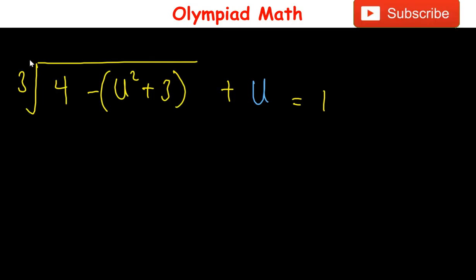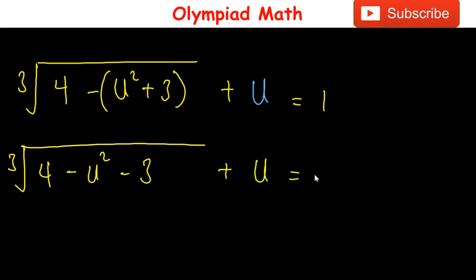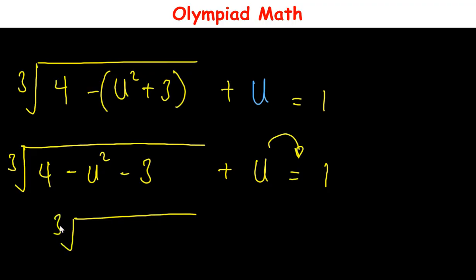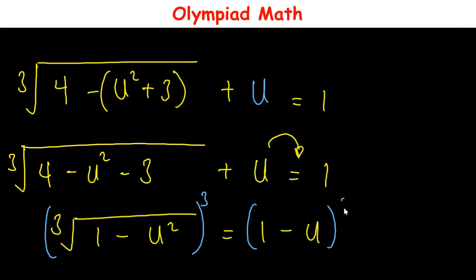Next, we are then going to express this as the cube root of 4 minus u squared minus 3, plus u, and this equals 1. So move u over to this side. We have the cube root of 4 minus 3, which is 1, minus u squared, is equal to 1 minus u. Next, we are going to cube this equation, all raised to power 3, all raised to power 3.